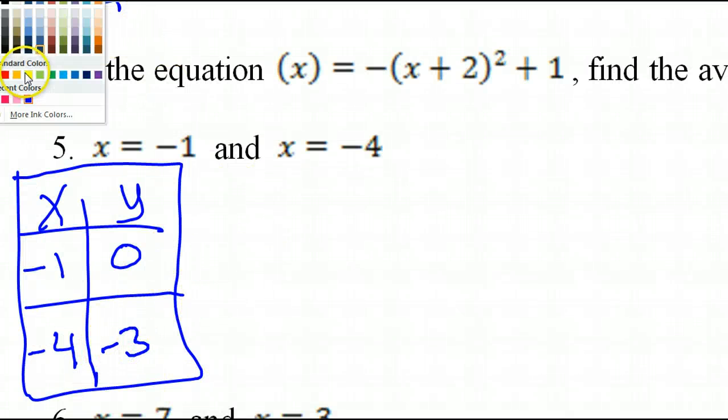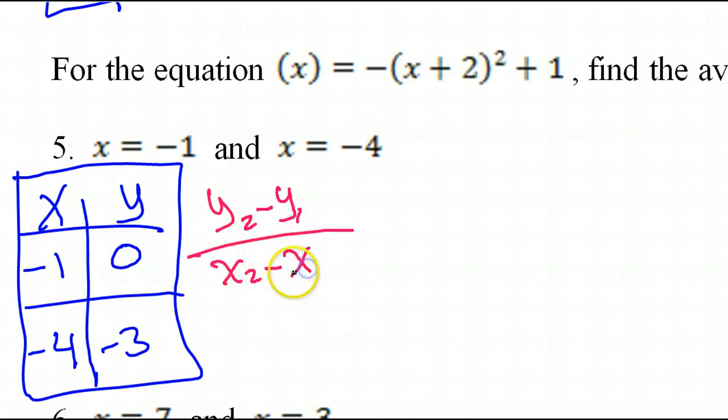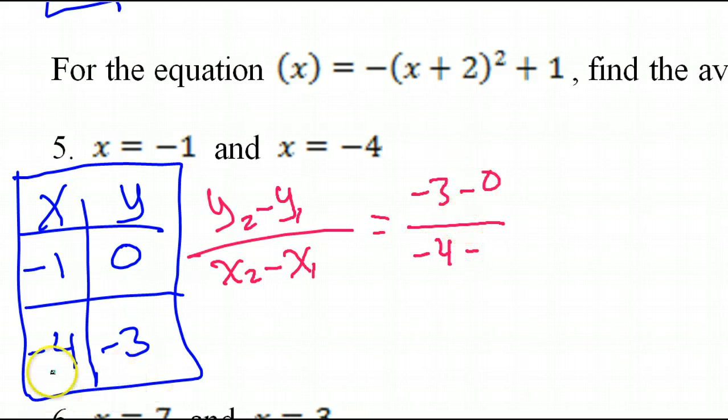Okay, so now it's time for the rate of change. The rate of change. So we're going to go y2 minus y1 over x2 minus x1. Okay, so that's negative 3 minus 0. Okay, y minus y. And then negative 4 minus. Now be careful, the second number is negative. I recommend you put it in parentheses.